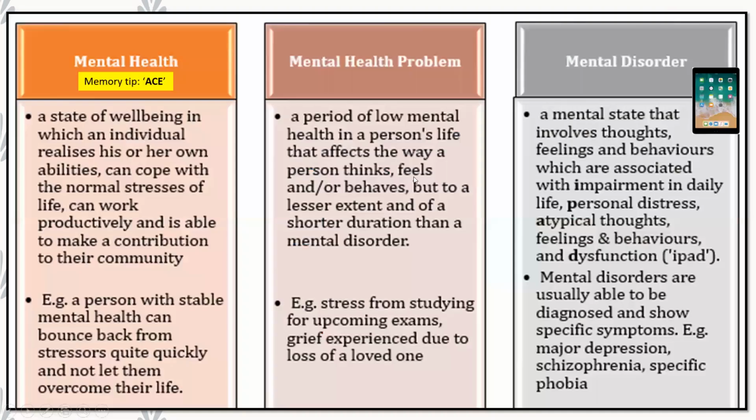Now we're going to look at the three states of mental health that are on that continuum. The first one is mental health, then we've got a mental health problem, and then we've got our mental disorder. Now, mental health in your textbook is very simply defined. I think the definition in your book is something like a state of emotional and psychological well-being, or something along those lines. Look, honestly, we don't ask you for definitions in the SACs.